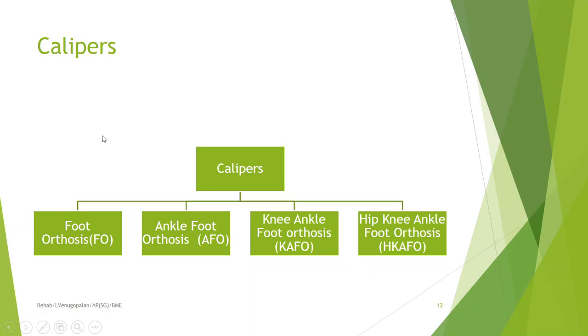So you have the foot orthosis, which just covers the foot, I mean, which supports the ball of the foot and the arch of the foot. Then you have ankle foot orthosis, which supports both the ankle as well as the foot. Then you have knee ankle foot orthosis, so it supports the knee, ankle, and the foot. And like the name suggests, you have the hip, knee, ankle, foot orthosis, so it supports the entire lower leg. Right, so let us have a look at them one by one.